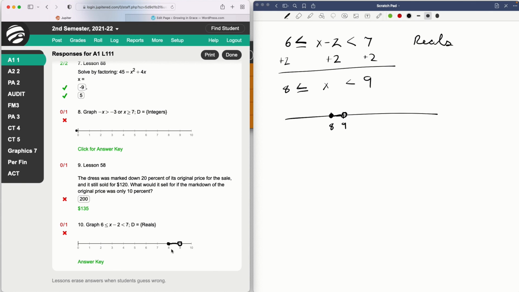Yep, that's all we have. Ta-da! Easy peasy. You just had to figure this out first, but you have to do the conjunction to figure out where x goes in between the two. So basically, x is just between 8 and 9, including 8. That's all we have for lesson 111.